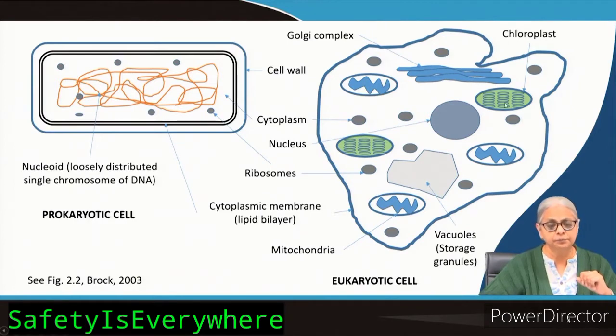This is the cytoplasm. There are several other organelles that are present in the eukaryotic cell. So you have mitochondria. If it is a plant cell or a photosynthetic organism, it will have chloroplasts, as you can see over here, Golgi complex. Ribosomes are present in both. The cytoplasmic membrane is also present in both. Eukaryotic cells have another interesting feature, and that is vacuoles or storage granules.